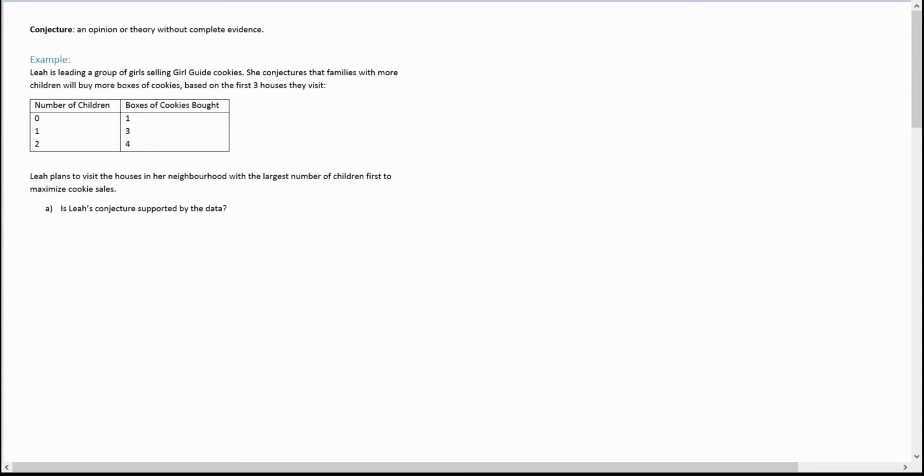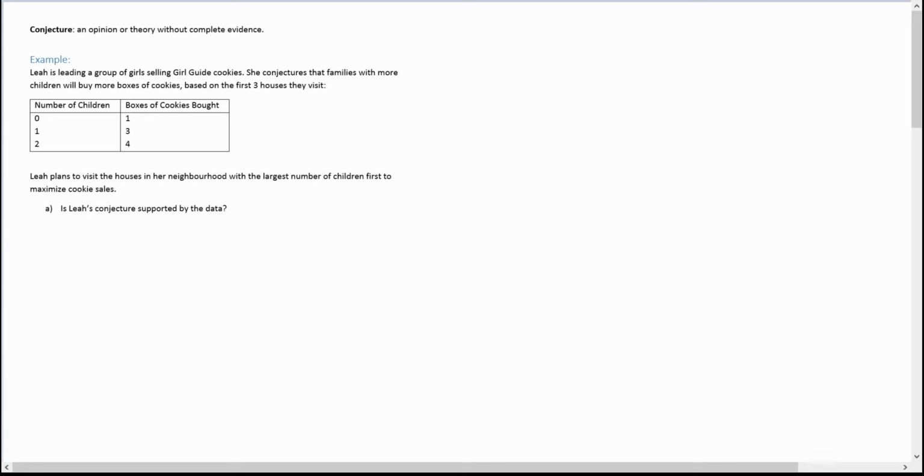She conjectures that families with more children will buy more boxes of cookies based on the first 3 houses they visit. So in the first house, there's 0 children, and they bought 1 box of cookies. In another house, there's 1 child, and they bought 3 boxes. And in another house, there's 2 children, and they bought 4 boxes. Leia plans to visit the houses in her neighborhood with the largest number of children first to maximize cookie sales. Is Leia's conjecture supported by the data?